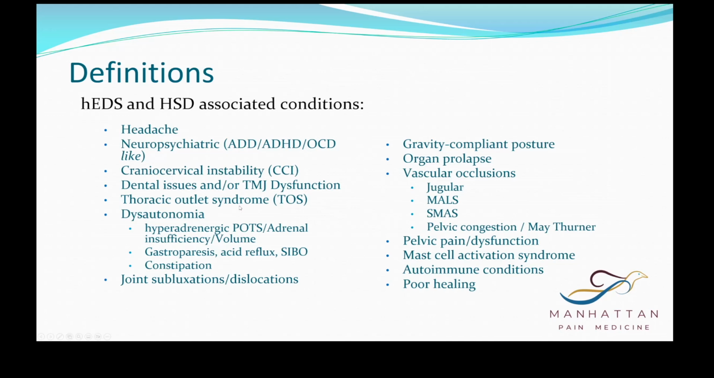Thoracic outlet syndrome, which is where the nerves that come out of the neck course between many muscles en route to the arm. So with thoracic outlet syndrome, there is compression of veins, arteries, and/or nerves as they exit the neck and exit the thorax, which can be due to hypermobility.